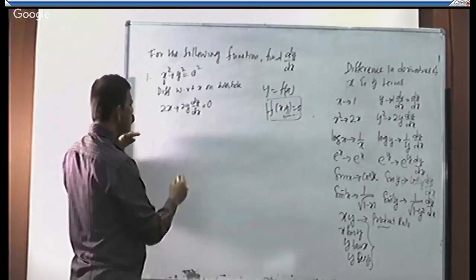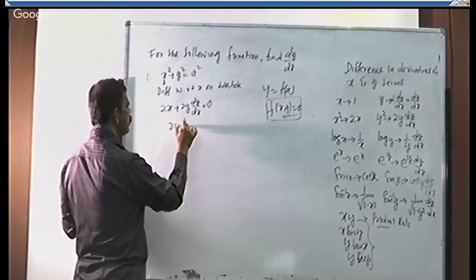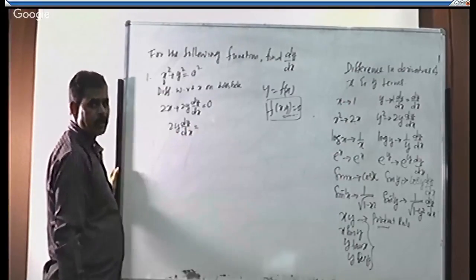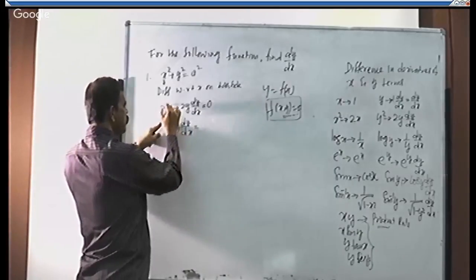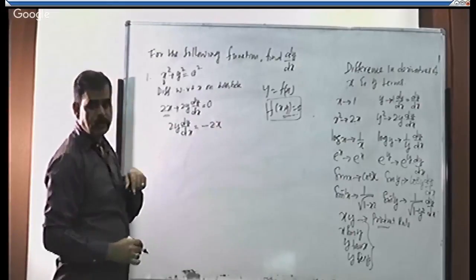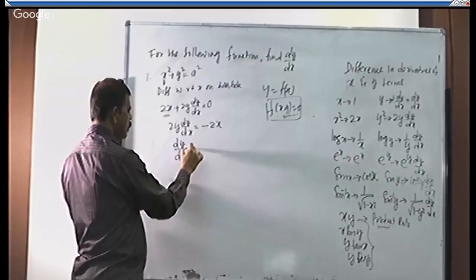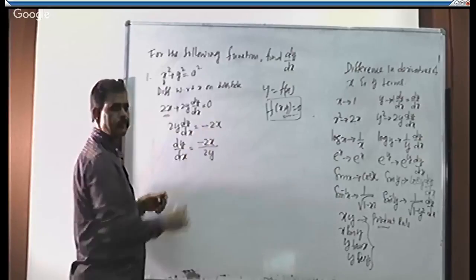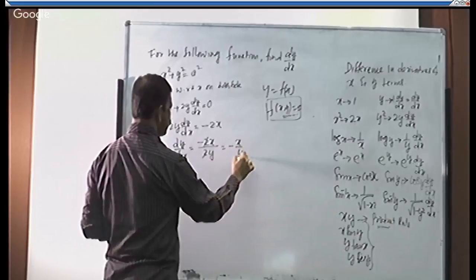Next, what to do? We have to simplify for dy by dx. Keep the dy by dx term at the left side, and the term which does not have dy by dx has to be taken to the other side. It becomes minus 2x. Then write for dy by dx. dy by dx is what? Minus 2x divided by 2y. The 2 gets cancelled. The answer is minus of x divided by y.